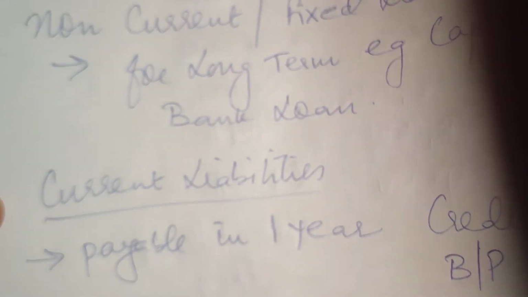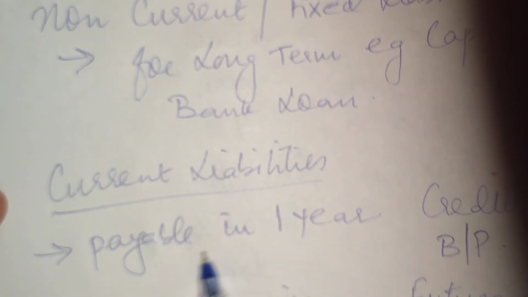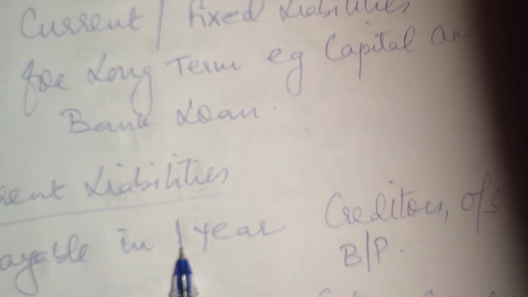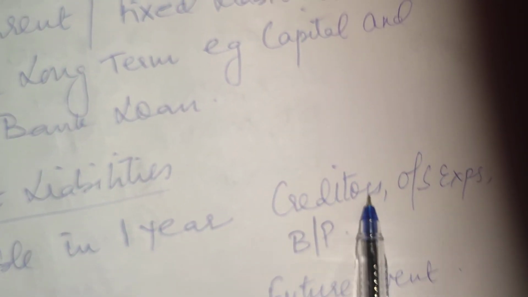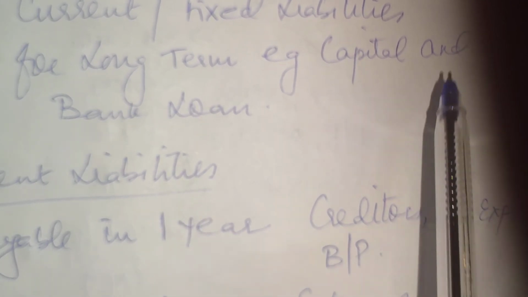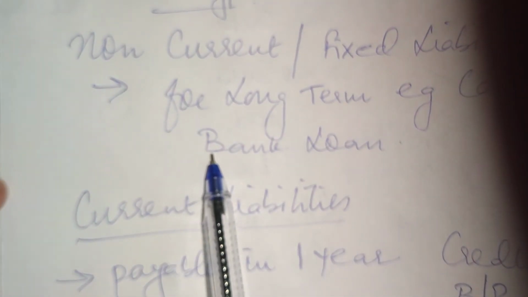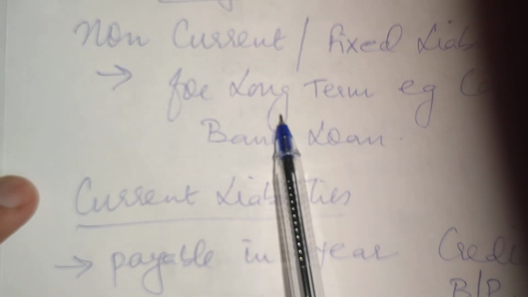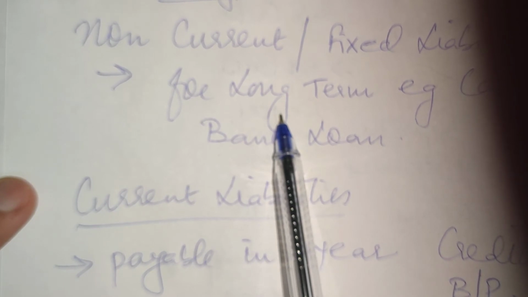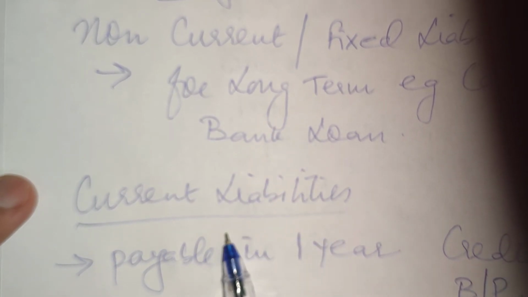When we talk of current liabilities, any liability which is payable within 1 year is a current liability. Example, creditors, outstanding expenses and bills payable. So the basic difference between non-current liabilities and current liabilities is that non-current liabilities are to be paid after a period of 1 year, whereas current liabilities are to be paid within a period of 1 year.